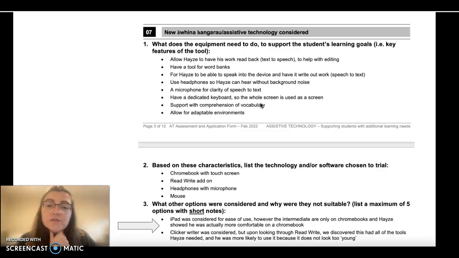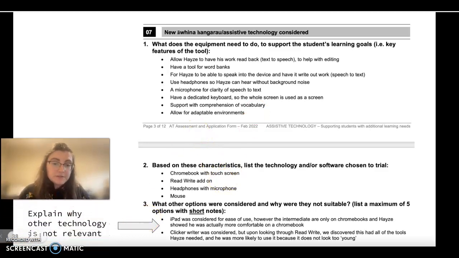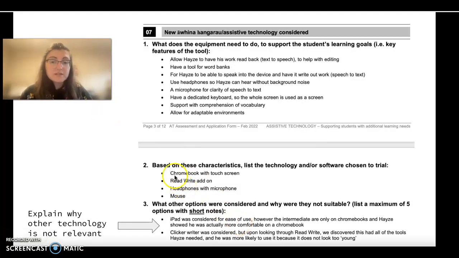He needed to be able to speak into the device and have it write out work. He needed to use headphones so that he could hear, because there was a lot of background noise in his classroom. Need to have a microphone for clarity of his own speech. Have a dedicated keyboard, and so he could use the touch screen. Needed some support with comprehension of vocabulary and allow for adaptable environments. So based on those characteristics, we chose Chromebook with touchscreen, read and write add-on, headphone with microphone, and he just preferred to use a mouse as well as a touchscreen, so we got him a mouse.